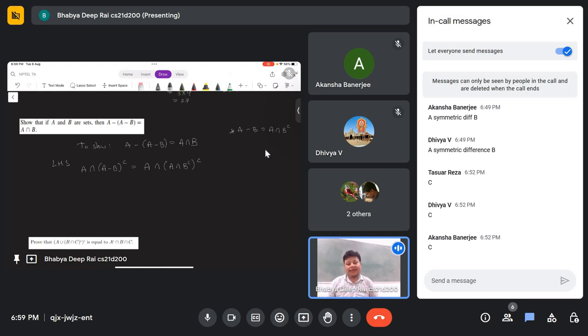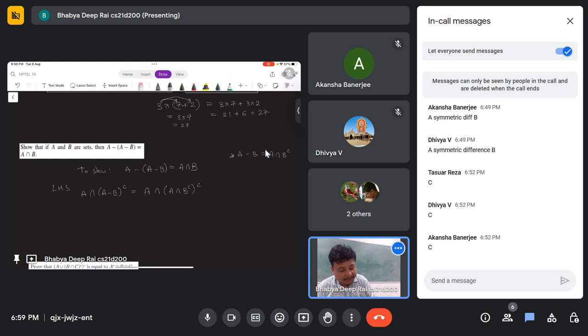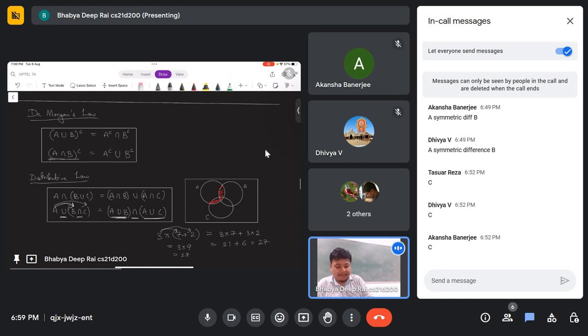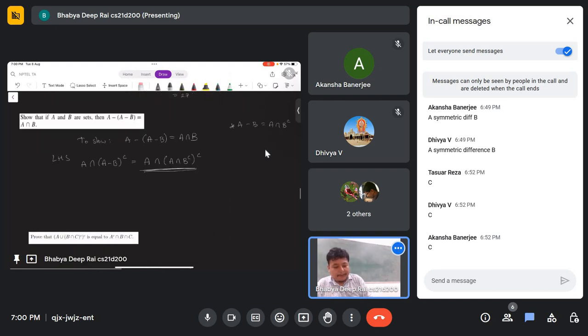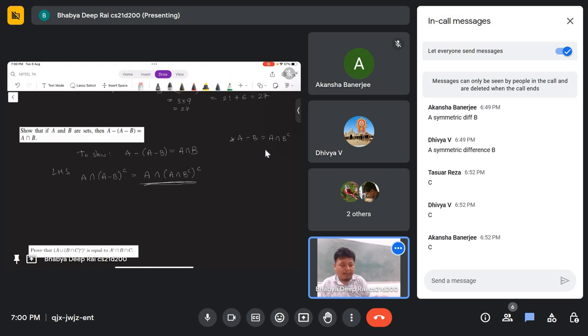Now can you tell me what law I should apply? What rule I should apply? Distributive law, De Morgan's law, or just one of the two. Should I apply distributive law or should I apply De Morgan's law? So this is the expression I have. Okay, I want to simplify it, and these are the two laws. So one is to bring complements inside, and one is to distribute things inside. So De Morgan's law.